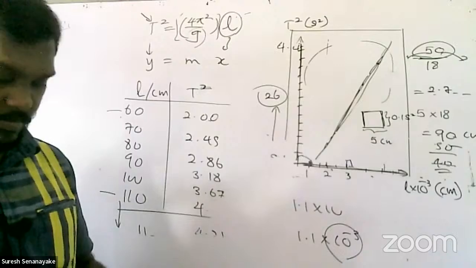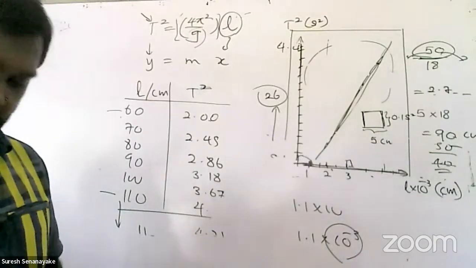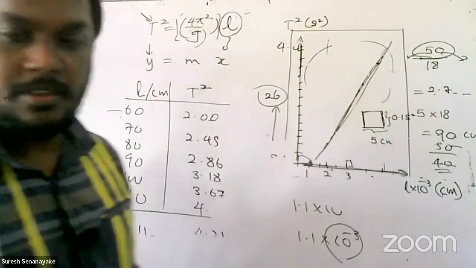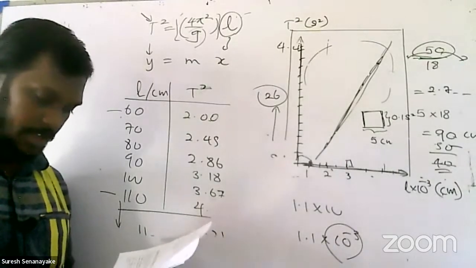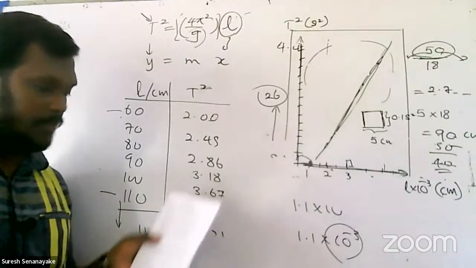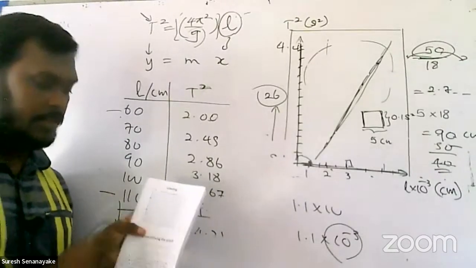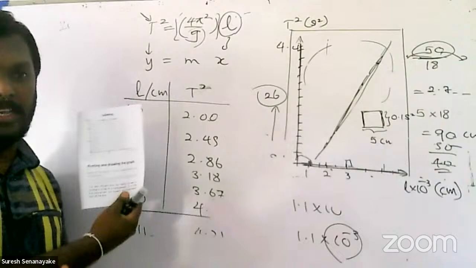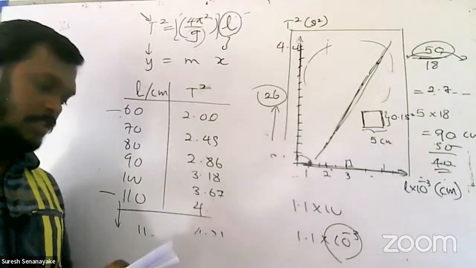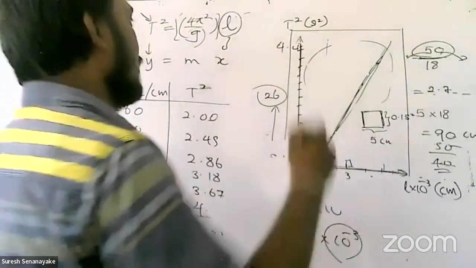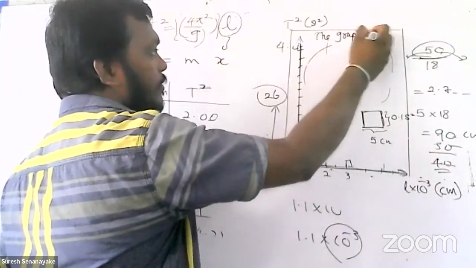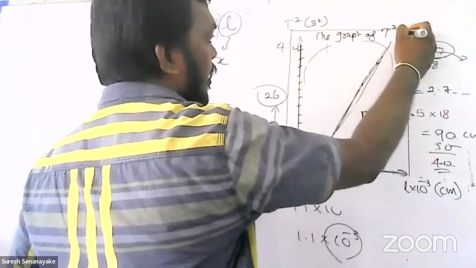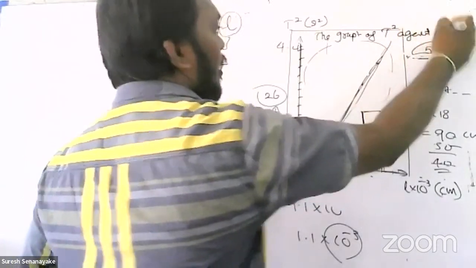Next part. On the next slide, I also discuss this labeling. When you want to label it clearly, you can see the slide given there. They correctly labeled it. You have to label the axis accordingly. And you also need to write the name of the graph. Here we can write the graph of t square against L.